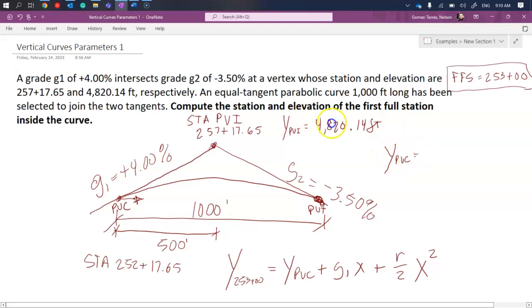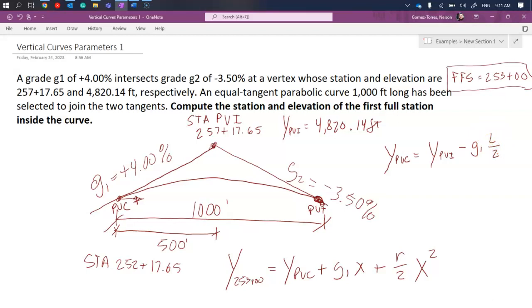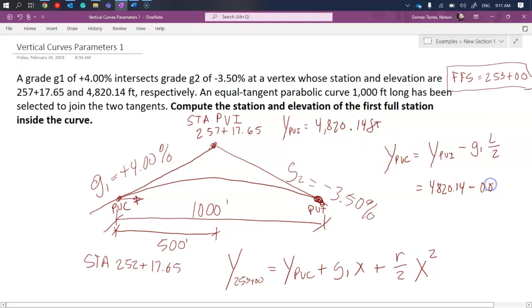So the elevation of PVC is going to be the elevation of PVI minus G1 L over 2. Again, G1 is that slope, and L over 2 is half the curve. It's the 500 feet that we have here. So let's calculate that. Y PVI is 4820.14 minus G1, 0.04. It's positive, but I have the minus in the formula.